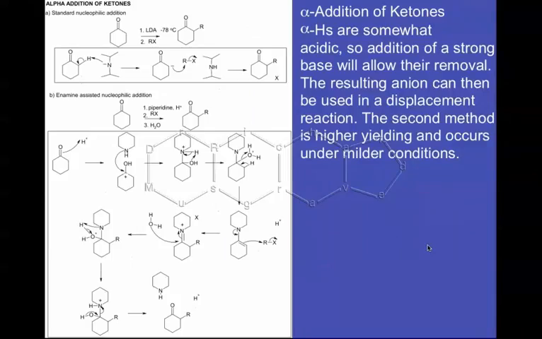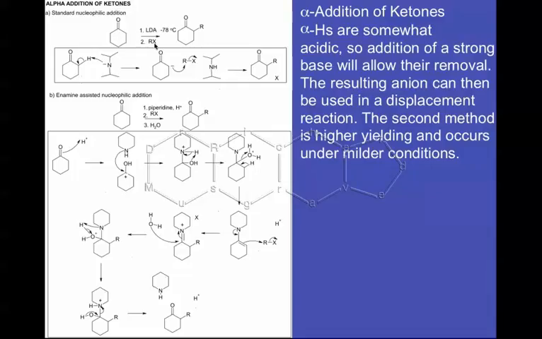I'd like to now talk about the alpha addition of ketones. As I said earlier, the alpha position is defined as being the carbon or the hydrogen next to the C double bond O. So this is the alpha, that's the beta, etc. So we're talking about addition of an alkyl group to either this carbon or to this carbon in a symmetric system.